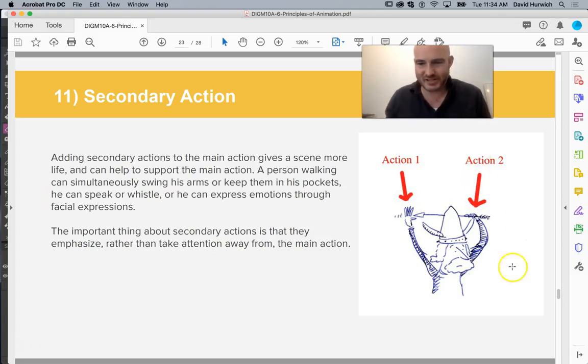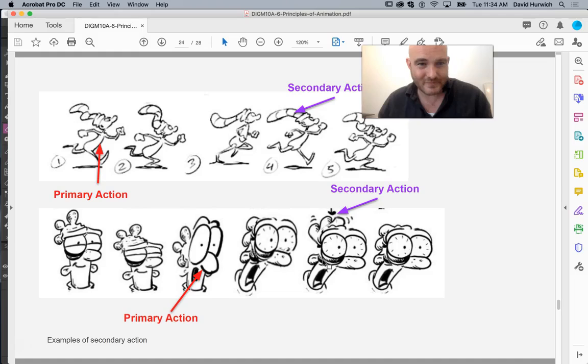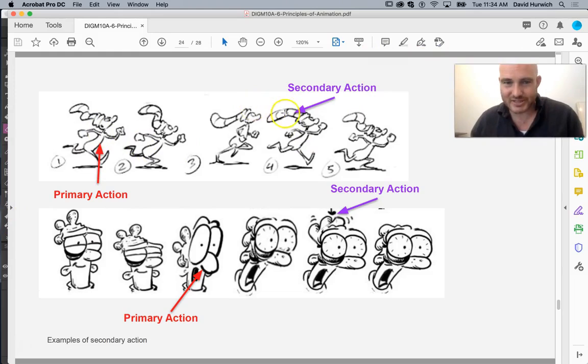So, for instance, in this case, my character might be moving this arrow back and forth while also waving its hand. So waving the hand is the primary action, and moving the arrow back and forth is the secondary action. In theory, the secondary action should really emphasize the main action. It shouldn't take away from whatever the action is. So here this character is running, that's the main action. The secondary action is the hat flopping. Or here, the main action is the reaction shot. The secondary action is this hat that's bobbing back and forth.